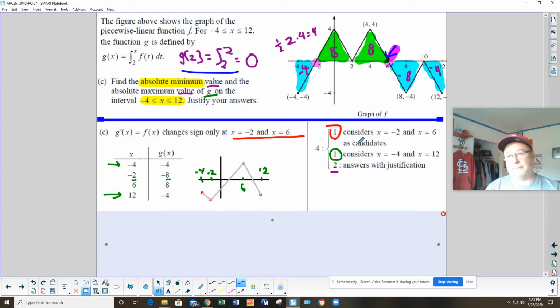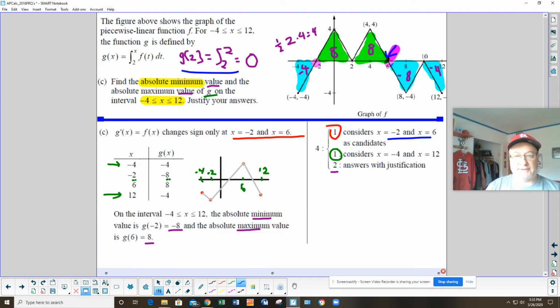So now let's look at our rubric and how we score this. If you considered those interior key points somewhere on your paper, all you have to do is put them on a table, you get the first point. If you considered your endpoints anywhere on your table, -4 and 12, you get the second point. What are the answers? You have a minimum at -2. Now, do I need the minimum values? Oh, I do need the values here. So since I need the actual y values, that's why I was going to make this table. So I'm looking for the minimum, and its value is -8. That's the lowest in my table. And I'm looking for the maximum, and its highest is a +8. And those are your two interior points.